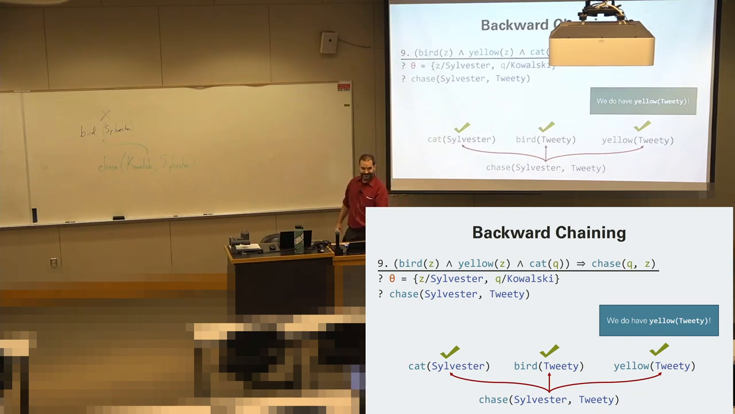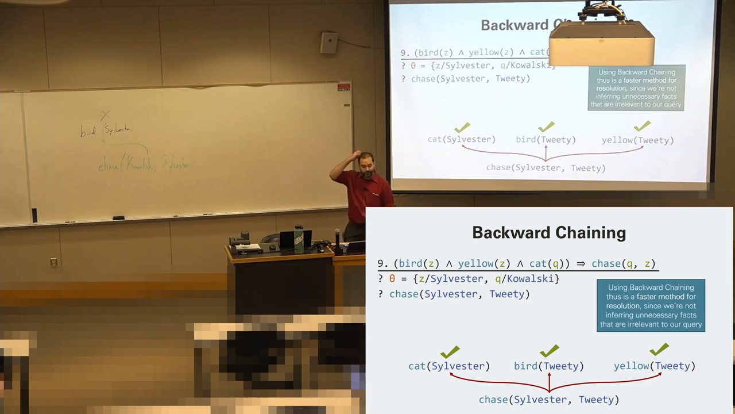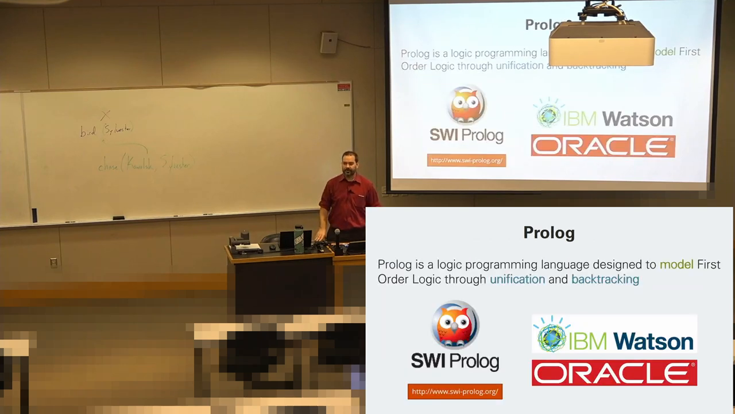Now that I've terrified you. So, with backward chaining, it's a faster method. That's the kind of key reason why we talk about it. But why did we even talk about it? Well, this is where I'm going to introduce a new language, Prolog.